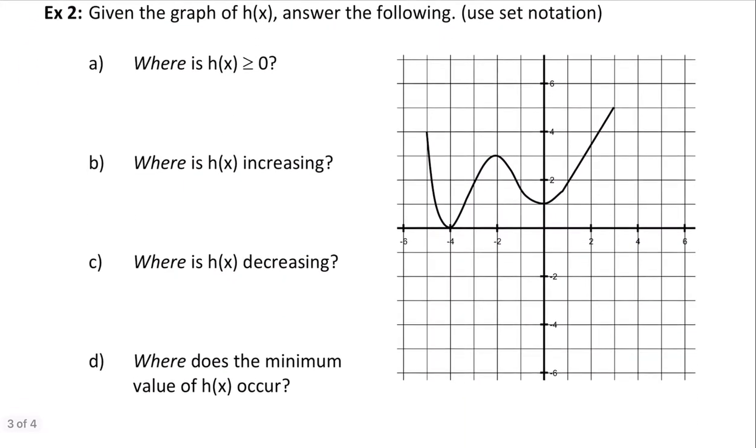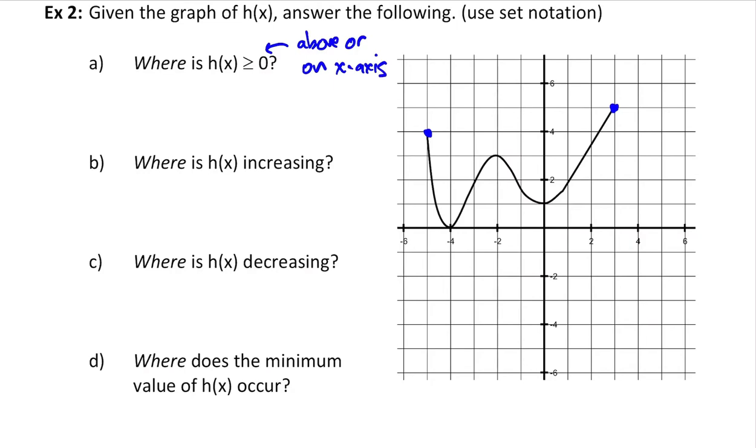Okay, next example. Start going a little bit faster here. Once again, I want you to notice these are endpoints, not arrows. So they terminate at those two positions. Where is h of x greater than or equal to 0? So greater than or equal to 0 means above or on the x-axis. And you don't have to write this out. I'm just kind of going slow here. Above or on the x-axis.